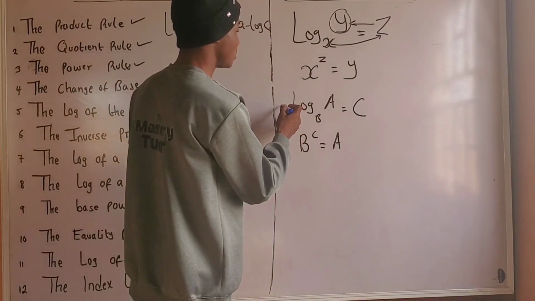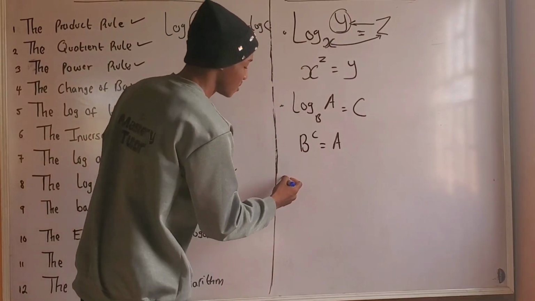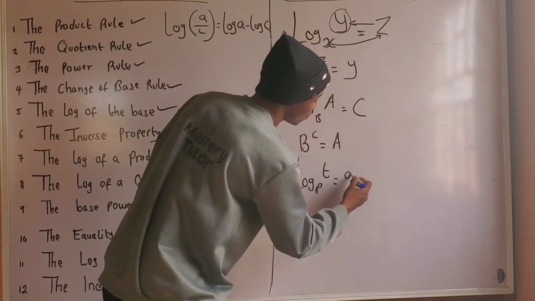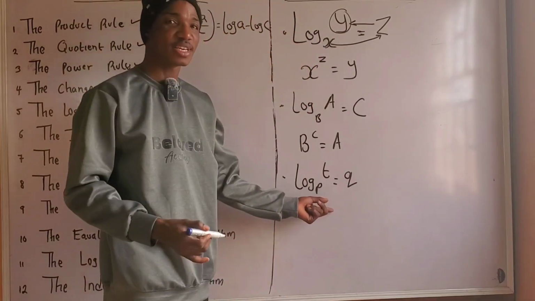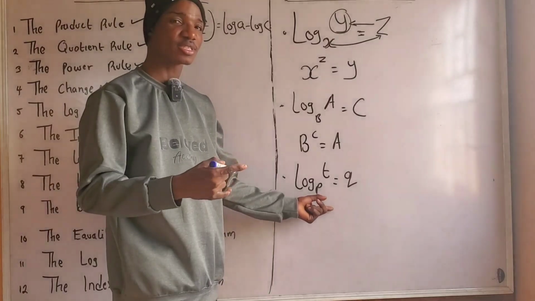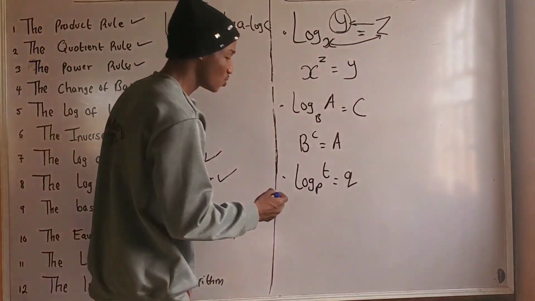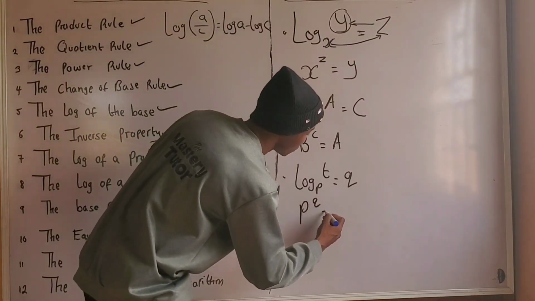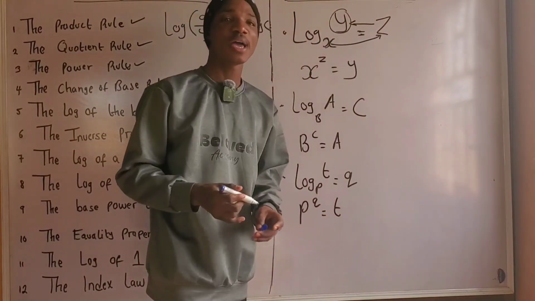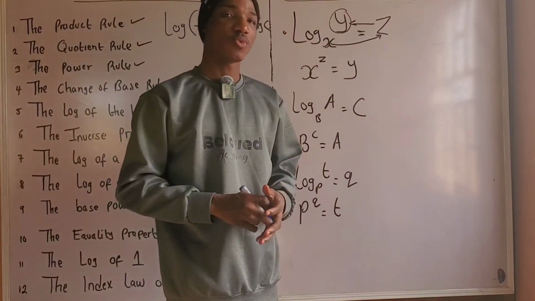Now, I want you to try this. Let's say you have log t base p equals q. I want you to rewrite this in index form. Okay, pause this video, rewrite this in index form, then play it. The answer to this will be p raised to the power of q equals t. That is the answer.